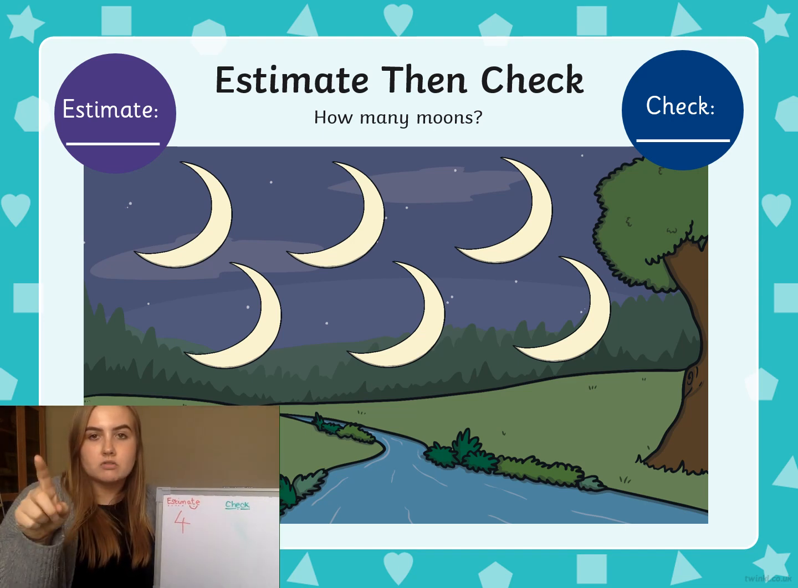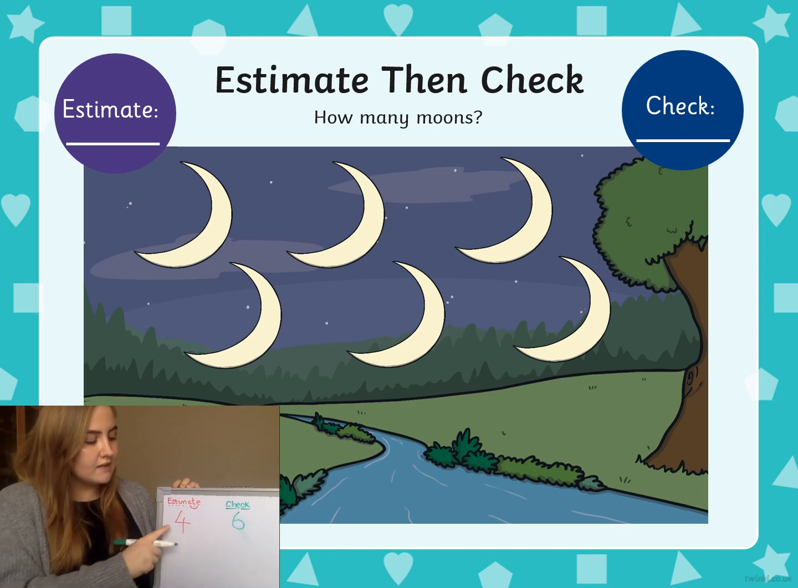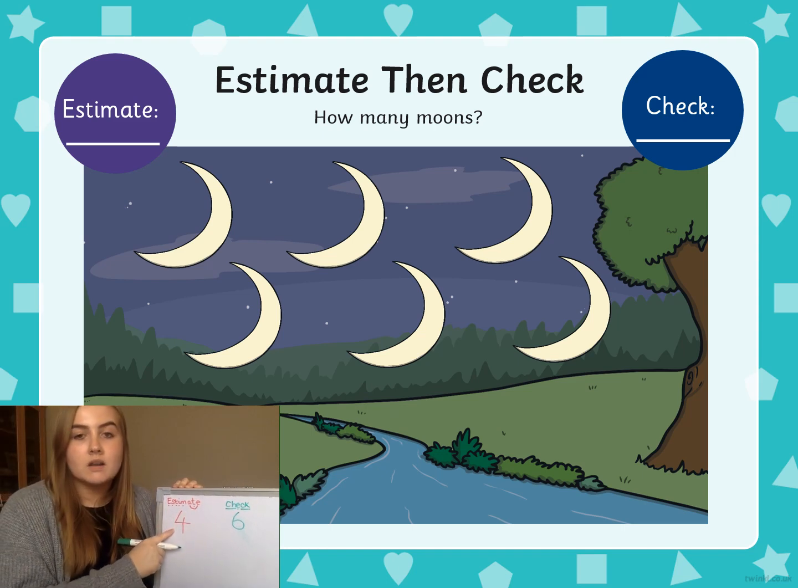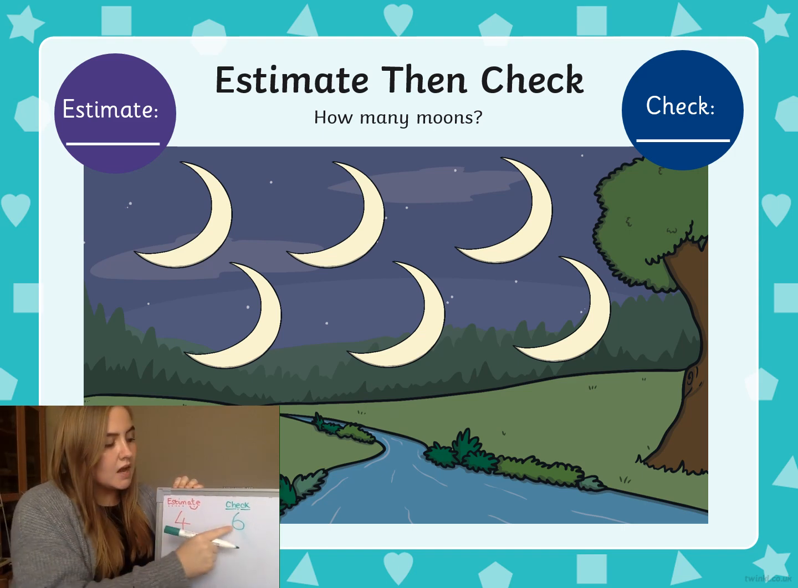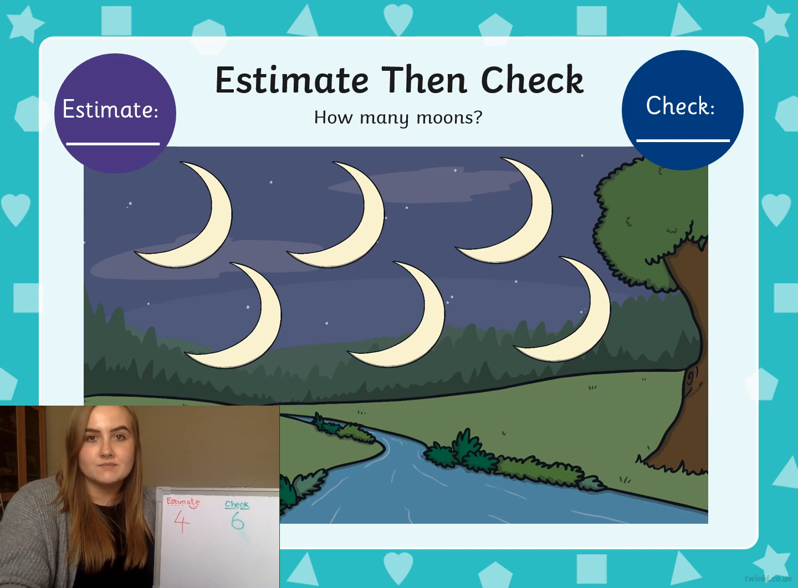1, 2, 3, 4, 5, 6. So there were 6 moons altogether. So I estimated that there were 4, so I simply looked at the picture and guessed, and then when we counted it and checked, there were 6. Did any of you estimate that there were 6?